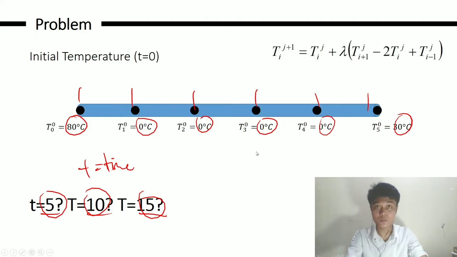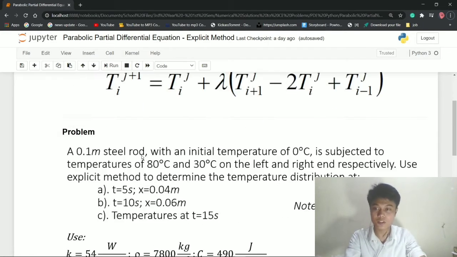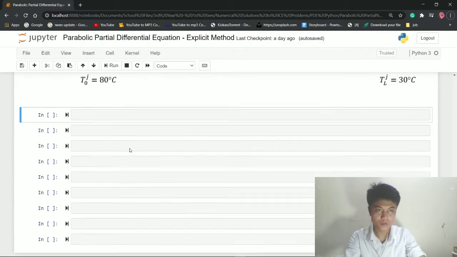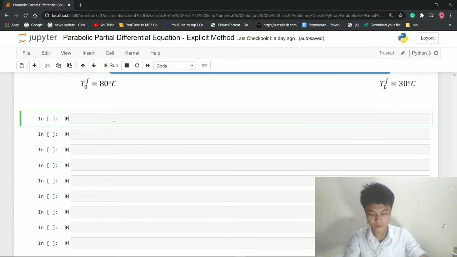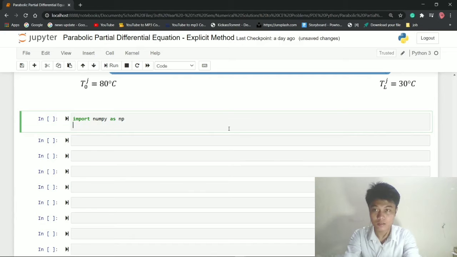So, let's start coding. So, dito na yung Jupyter Notebook natin. So, nilagay ko dito yung ating equation, yung problem, saka yung figure. So, let's start coding. So, first things first, lagay muna natin yung libraries na kailangan natin. So, we have NumPy. We're going to use NumPy here as np. Also, we're going to use matplotlib.